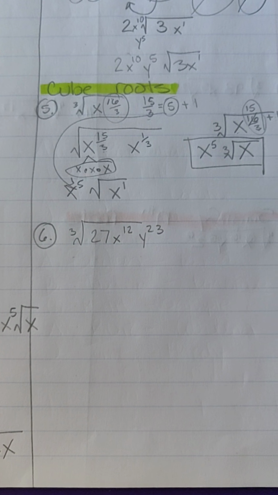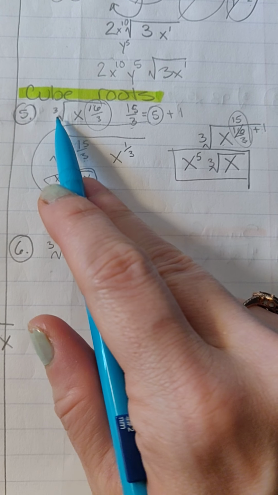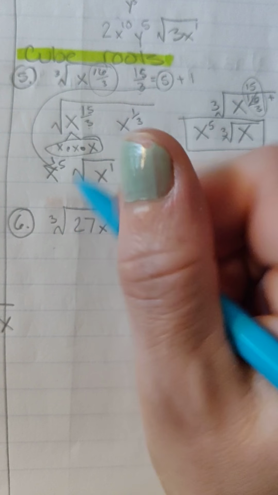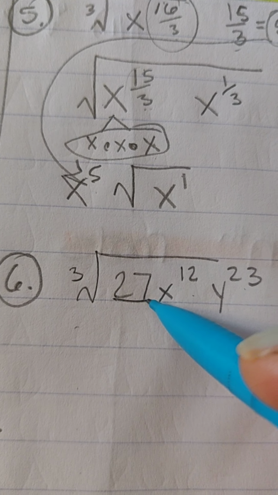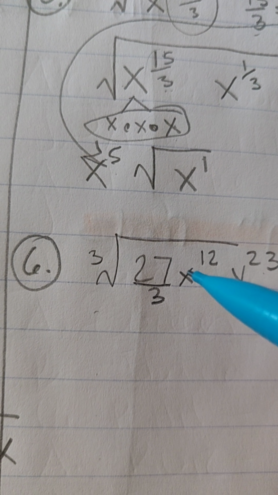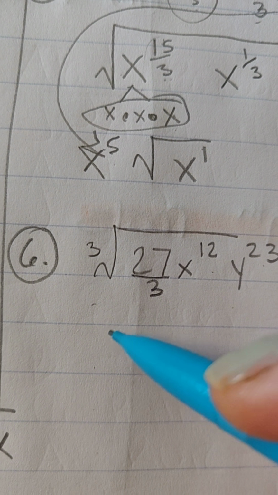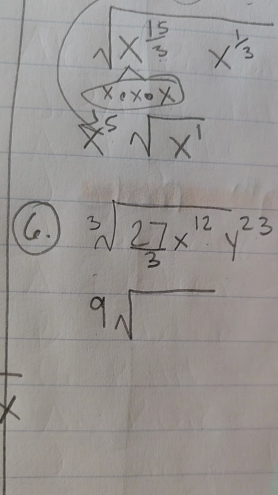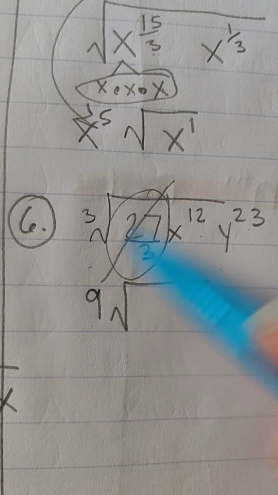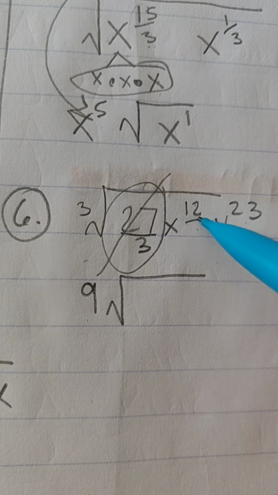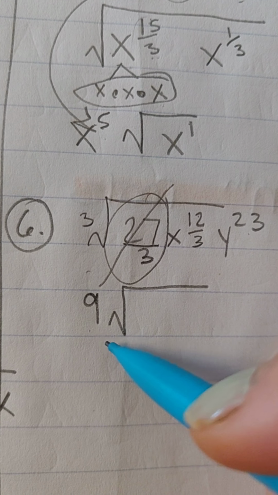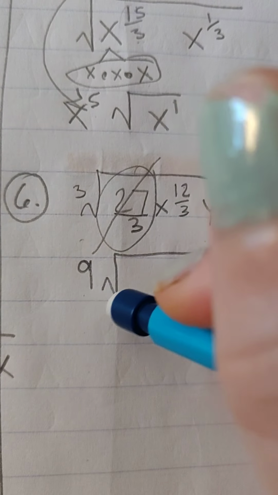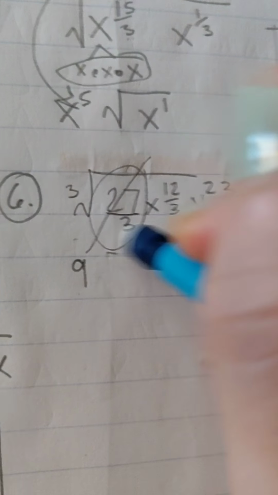Number 6, again, we need to find things that break up into groups of 3. So I can take each of these and just divide it by 3. So I have 27 divided by 3. 27 divided by 3 is what? 9. So I can put 9 outside my root, and that canceled out super nice. And then I've got x to the 12th divided by 3. That gives me x to the 4th. I should probably have left a little bit more room. You never know what's going to come out and what's not.